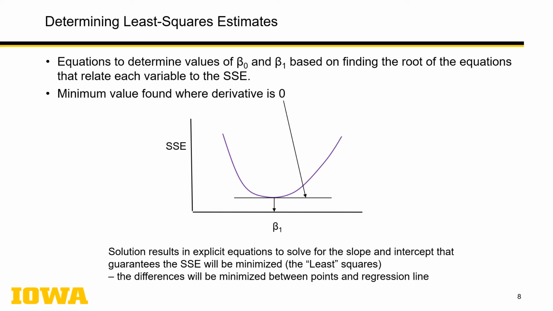Now, thankfully, someone solved the set of equations necessary to determine this minimum explicitly. There are explicit equations, which means you just crank these equations, and every time it will solve for the slope and the intercept that guarantees the SSE will be minimized. So this is ideal, especially in the world of computers.